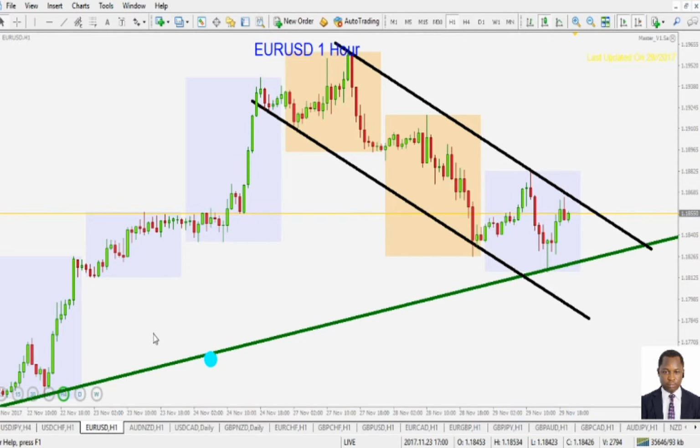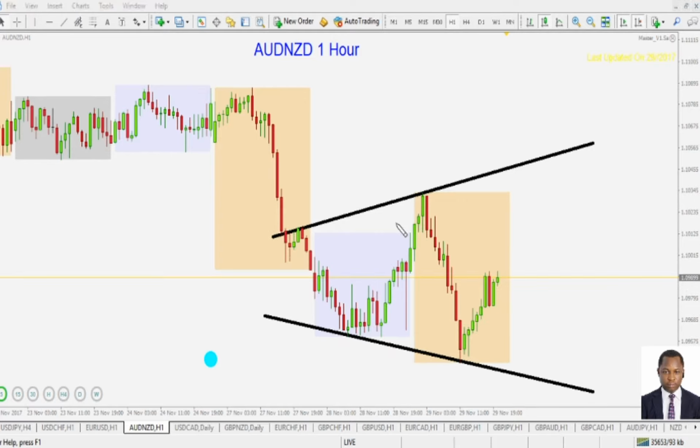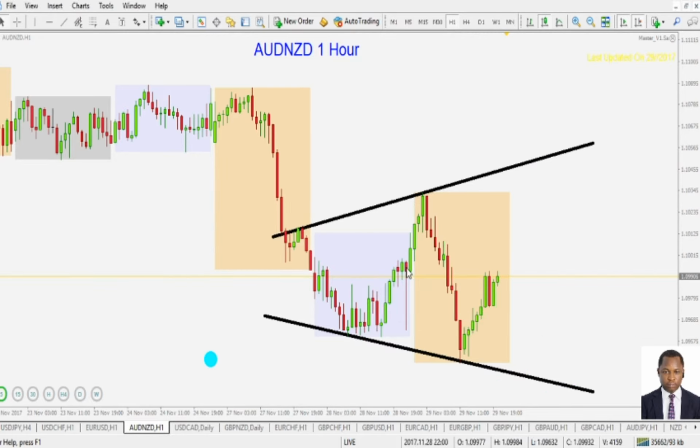If you look into the Australian dollar against the New Zealand dollar, for instance, look at the 1 hour time frame. It's an expanding triangle. Price is within that range, maybe to somewhere in there before coming back down. So lots of market confusion, and I wouldn't want to waste my time.